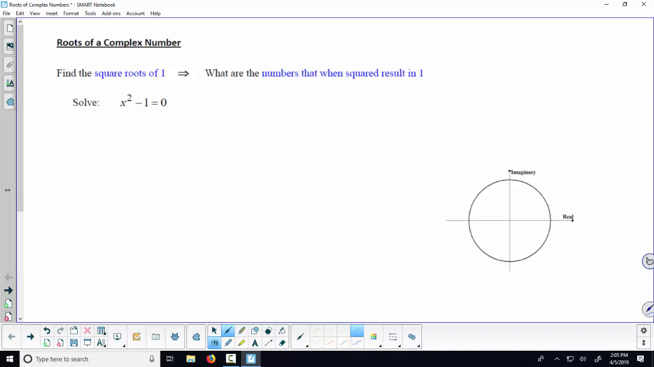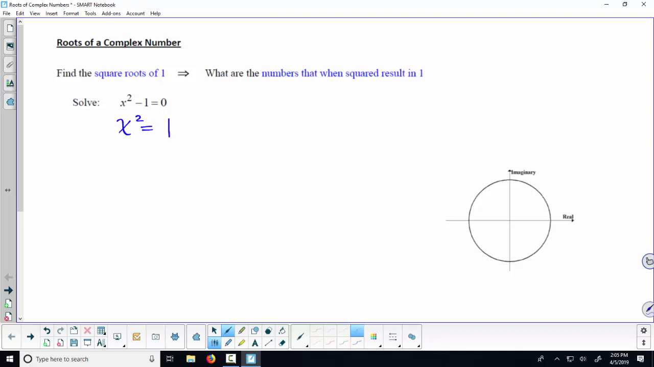Okay, so you're going to be asked to find the square roots of a given complex number. So if I want to find the square roots of 1, I'm trying to figure out what are the numbers that when I square them, I get 1. Which is the same thing as solving this algebraic equation. x squared minus 1 equals 0. We know how to solve that algebraically.